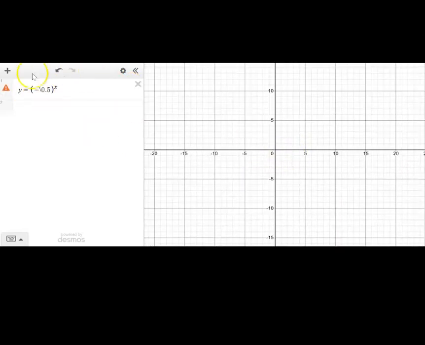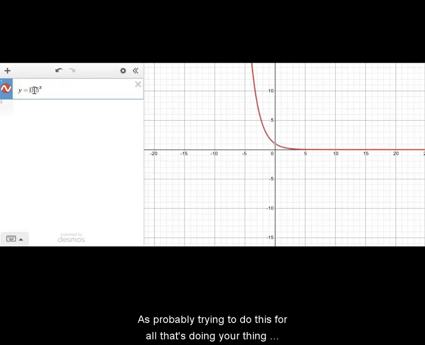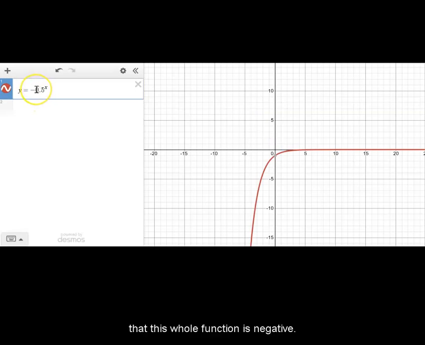What happened? Oh, that's why it's just signing here. Okay. All right. So if I go negative, yeah, it has a problem trying to do this for us. Right? And so if I put negative here, all that's doing is saying that this whole function is negative, and that's why it just flips over the axes, right?